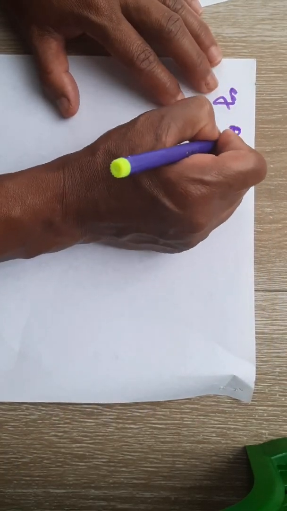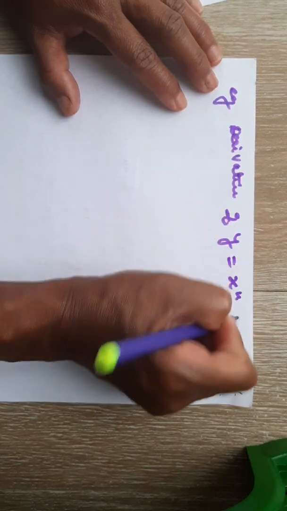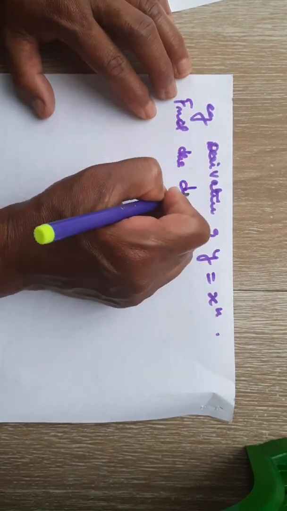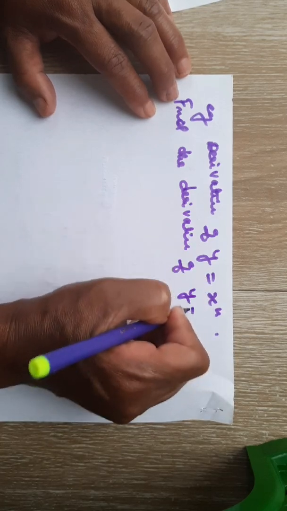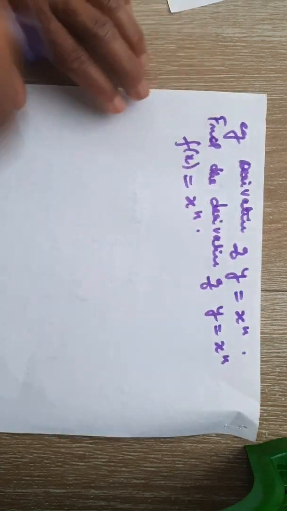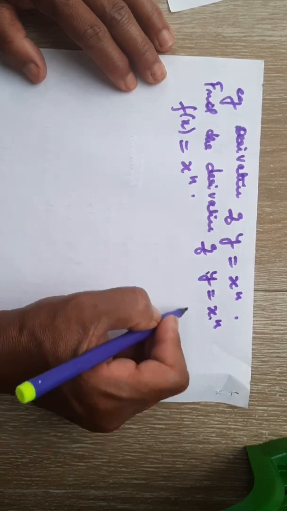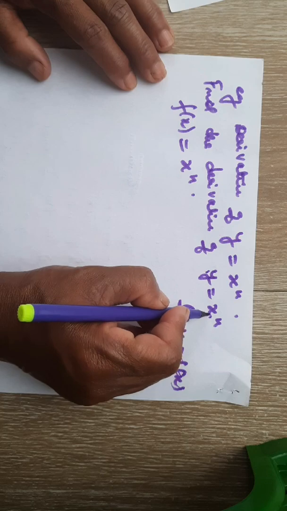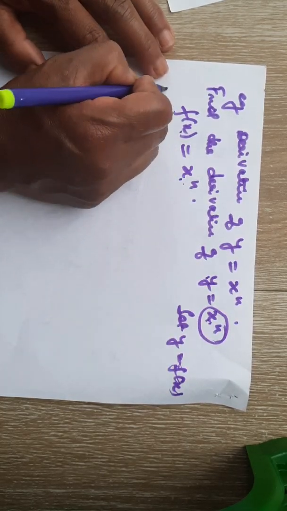Example: derivative of y is equal to x to the power n. You can find the derivative of y is equal to x to the power n. Here f(x) is equal to x to the power n. Because we know that y is a function of x, so here you let y is equal to f(x). But what is f(x) here? It is x to the power n. So f(x) is equal to x to the power n.